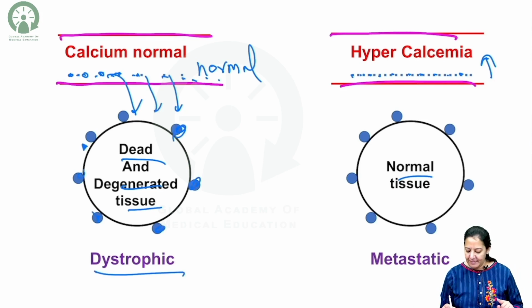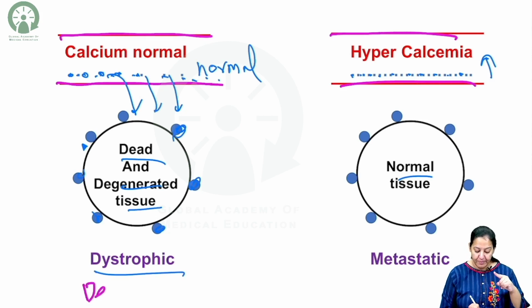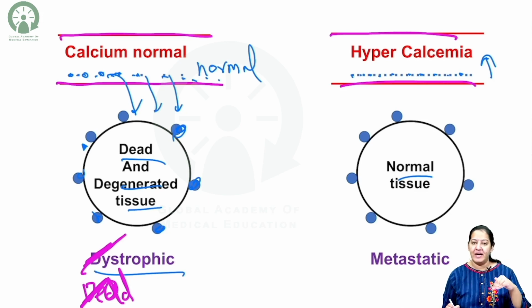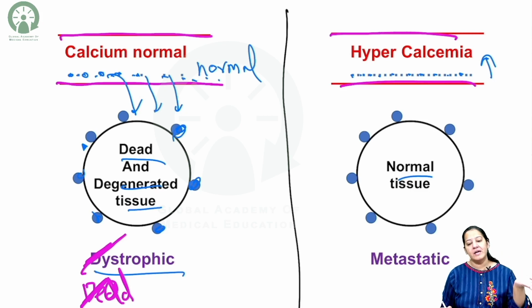So basically, I mean to say in dystrophic calcification, the problem is that the tissue is dead. The tissue is dead, but the calcium level in the blood is absolutely normal. You can learn it as D for dystrophic and D for dead and degenerated. So the tissue is dead and degenerated and the calcification is dystrophic calcification. You got my point?